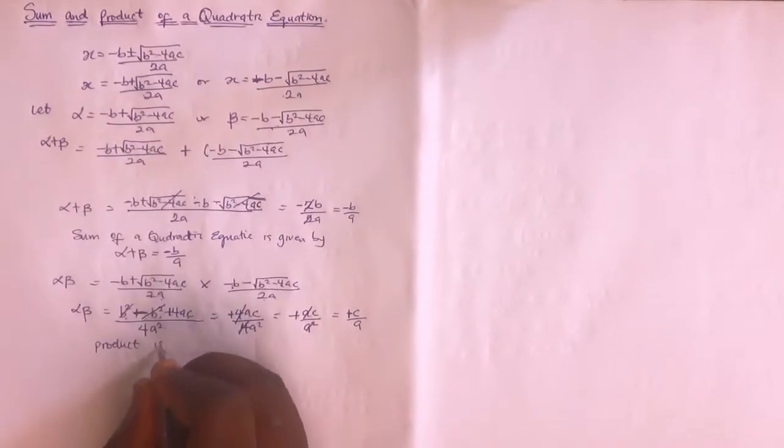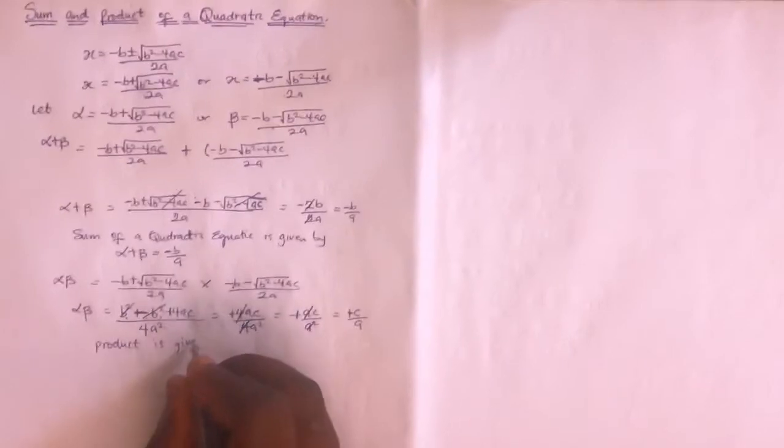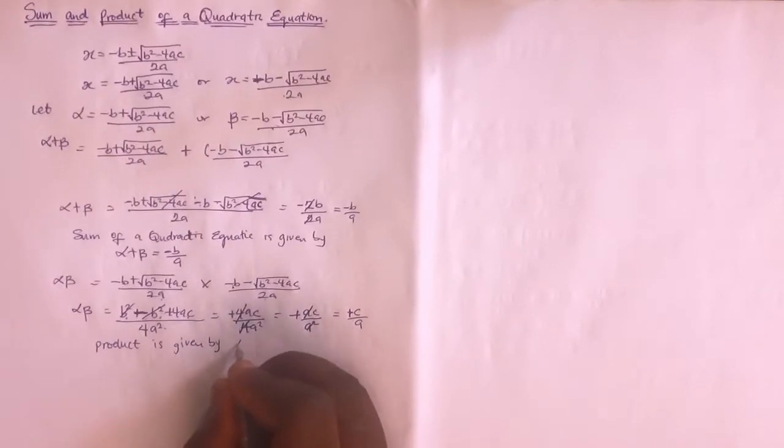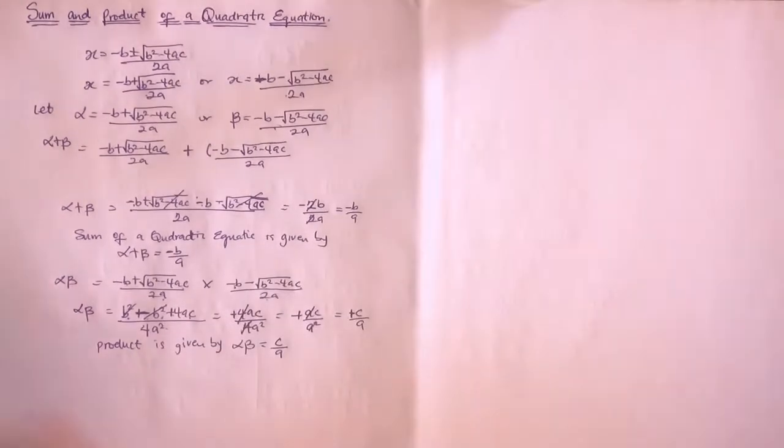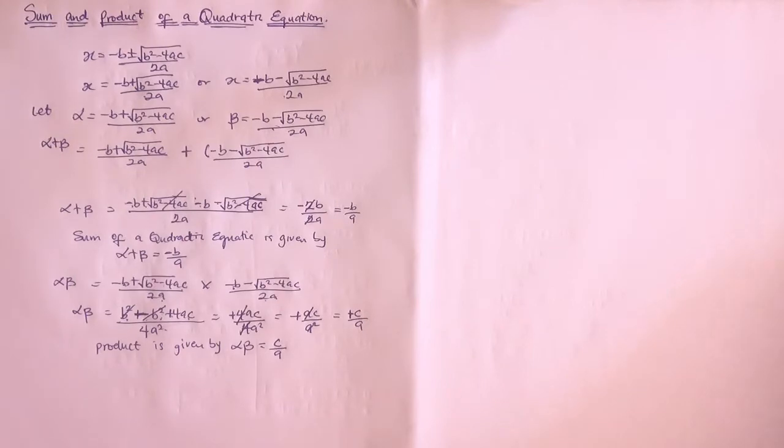So in this case, my product of the roots is given by alpha beta, which is equal to c over a. Now alpha plus beta is minus b over a, and my alpha beta is c over a. That's just it here. So in this case, we need to move to the example and see how we can use the product and also the sum of the roots of a quadratic equation to find the quadratic equation.